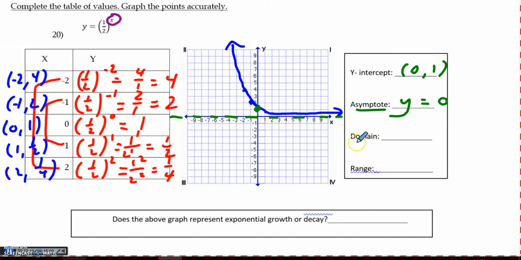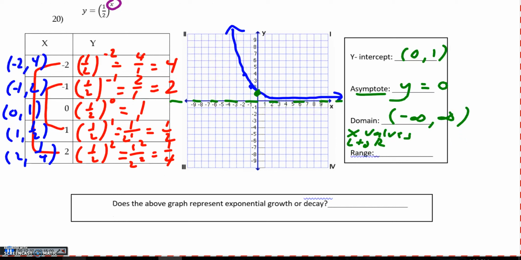The domain really represents all my x values that are possible. And if you look to the left, the graph is going to continue all the way to the left, and the graph is going to continue all the way to the right, because remember, you're thinking left to right. So my domain would be -infinity to +infinity with parentheses, because I can't actually touch that number. Some of you might remember that was the answer for all exponential domains.